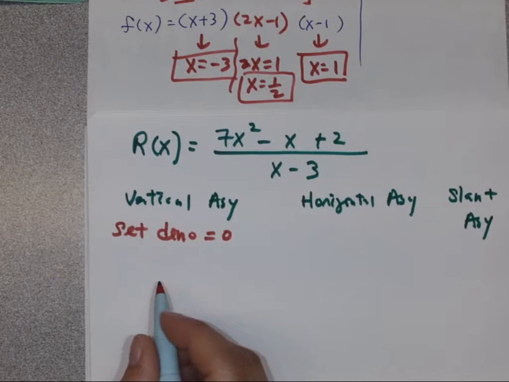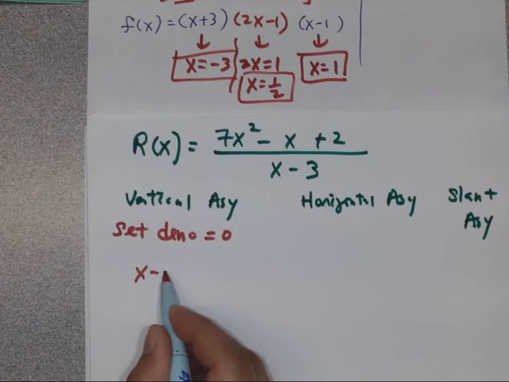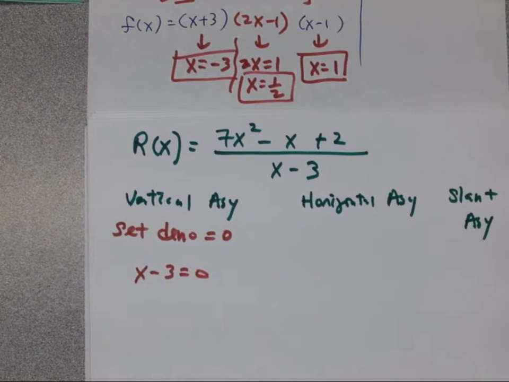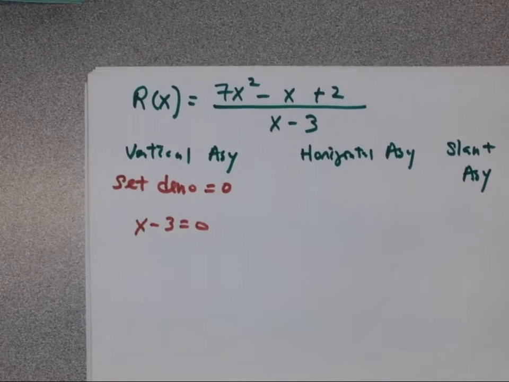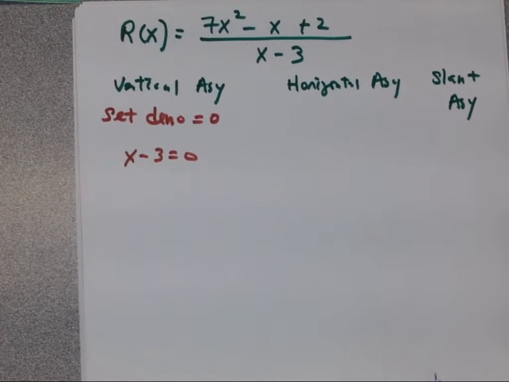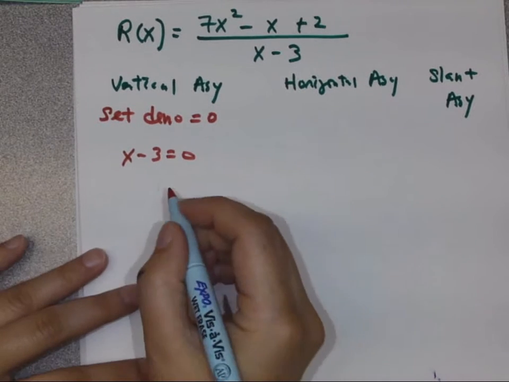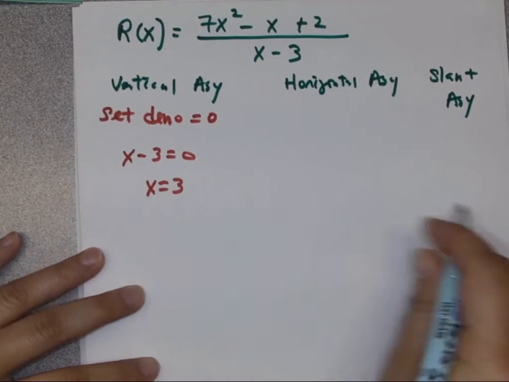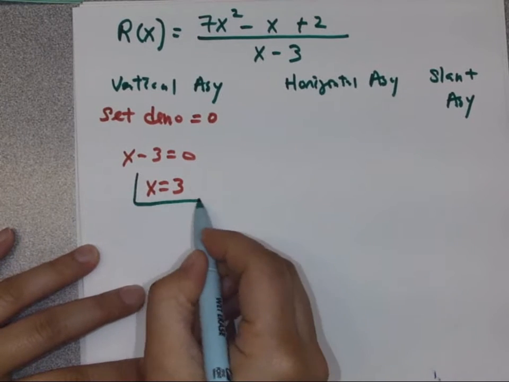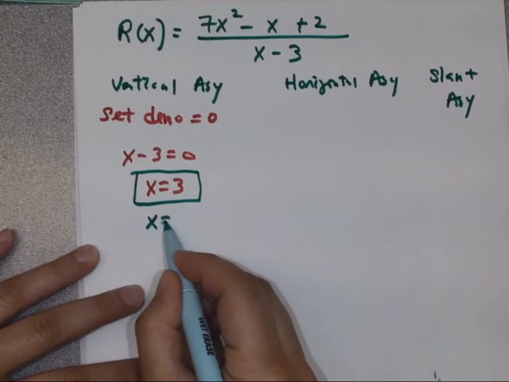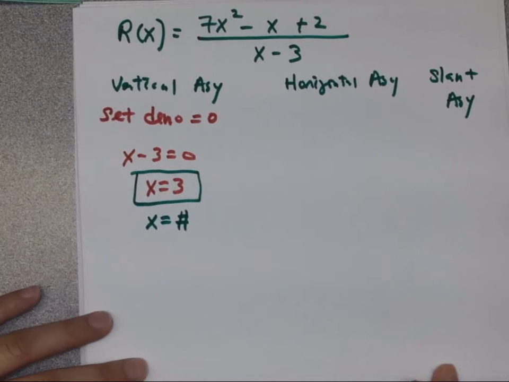So to set the denominator equal to 0, we basically just have x minus 3 equal to 0, right? So what is the vertical asymptote? Okay, some of you say 3, but I cannot give you full credit for 3. It needs to be x equal to 3, because it's going to be a vertical line, right? So don't forget to write in the form of x equal to some number. Are we okay with that?